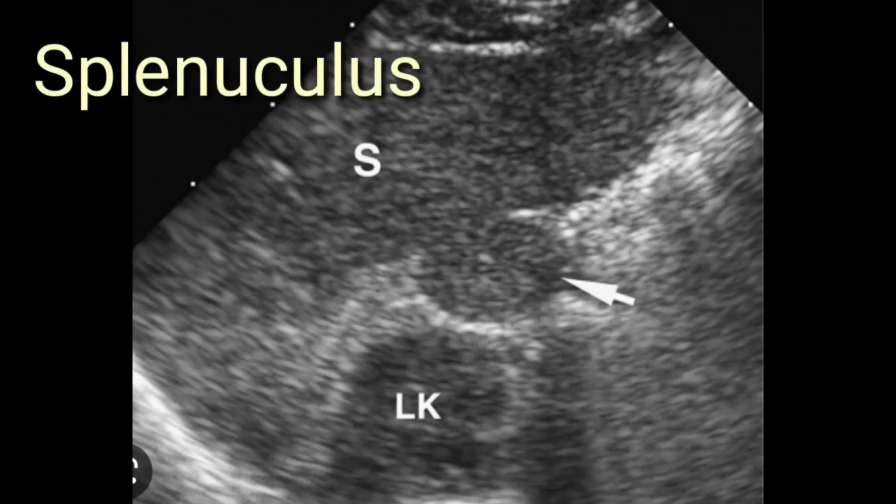On this slide, a well-defined hypoechoic round nodule can be seen, pointed by the tip of the white arrow. This is a spleniculus. It is actually ectopic splenic tissue of congenital origin. It can be single or multiple and is usually found at the splenic hilum. It should not be confused with a hypoechoic mass, because it is a congenital variant, and in some individuals you may come across a spleniculus, which is a normal variant.